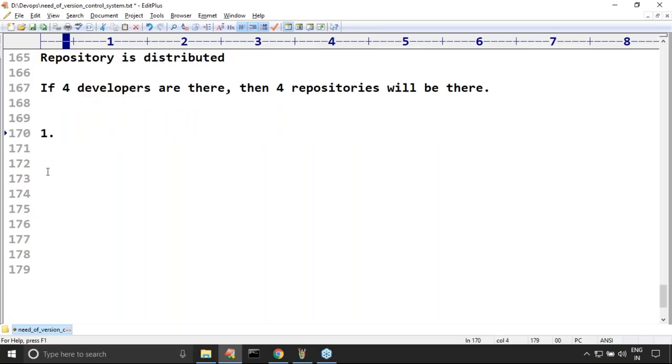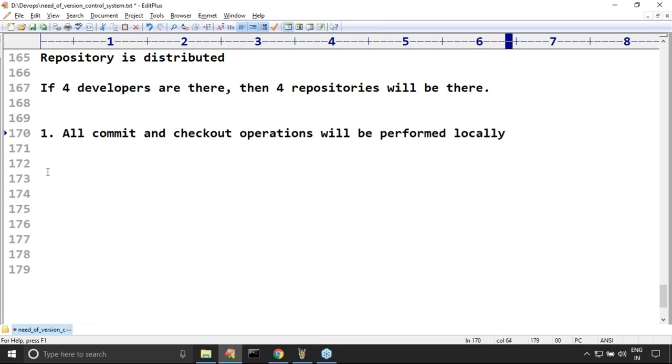So here the biggest advantage is that all commit and checkout operations will be performed locally, and hence performance is more. This is the first one. Now the second one: operations become very fast. We are not required to wait.